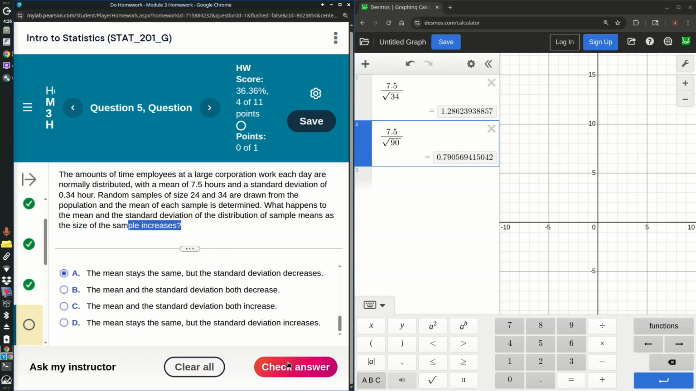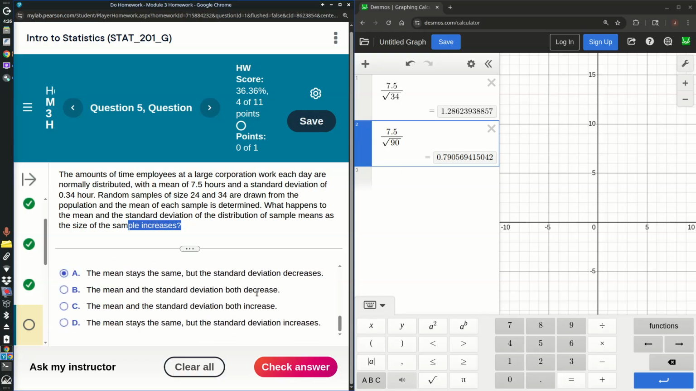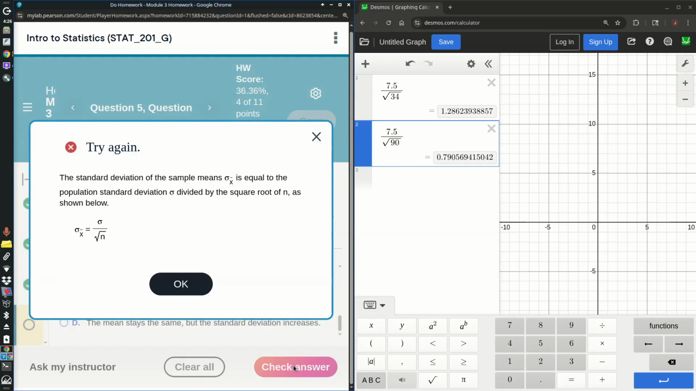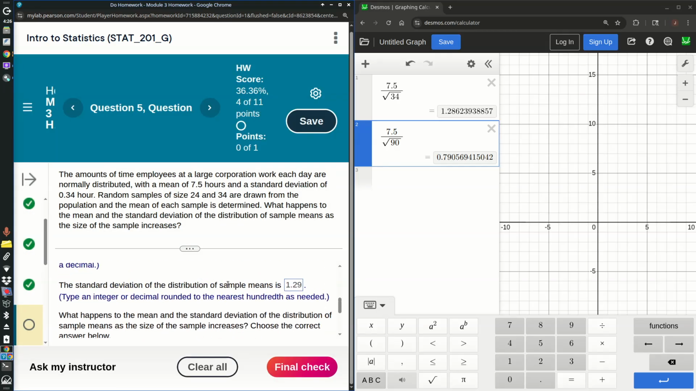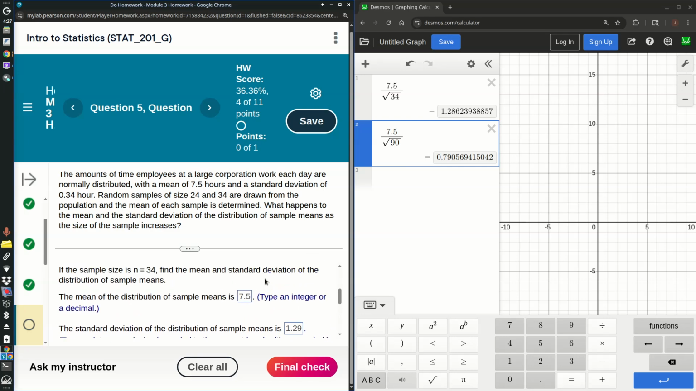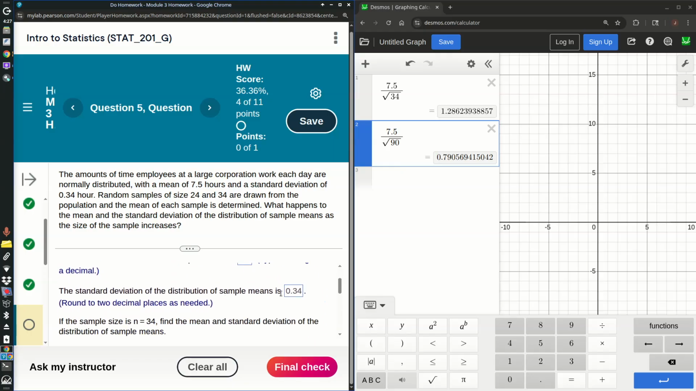Yeah, it marked mine wrong though, didn't it? Oh, I didn't enter a part, so it's not marking this wrong. It's marking something else wrong. This should have been, n was 34. Oh, for this one n was 24. So this should not have been 0.34. So this one was 24 and this one was 34.